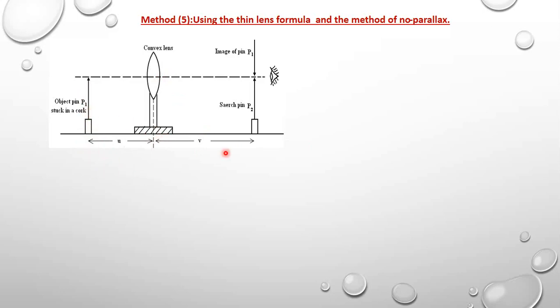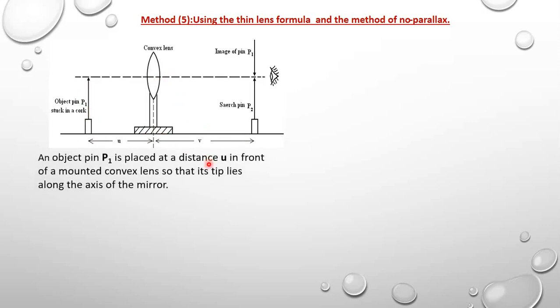Then after that, we shall get a search pin. We shall get another pin P2, which has still been stuck on a cork, which is now going to be called a search pin. We call it a search pin because it is going to be used for searching the image of the object pin P1. We are going to place that pin behind this convex lens, and of course your eye will be this side.